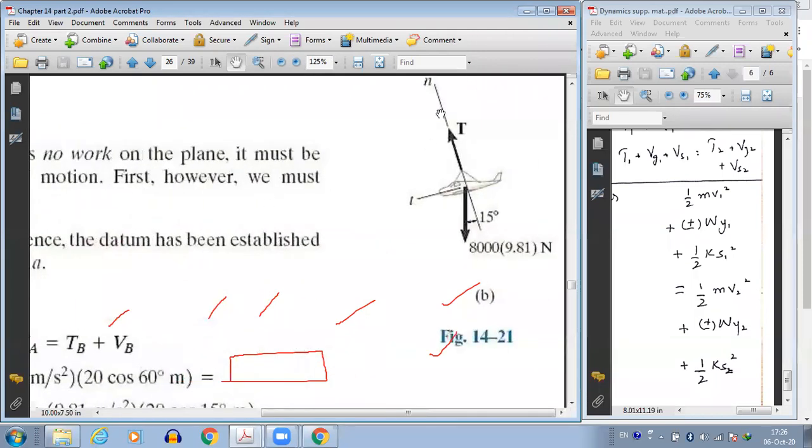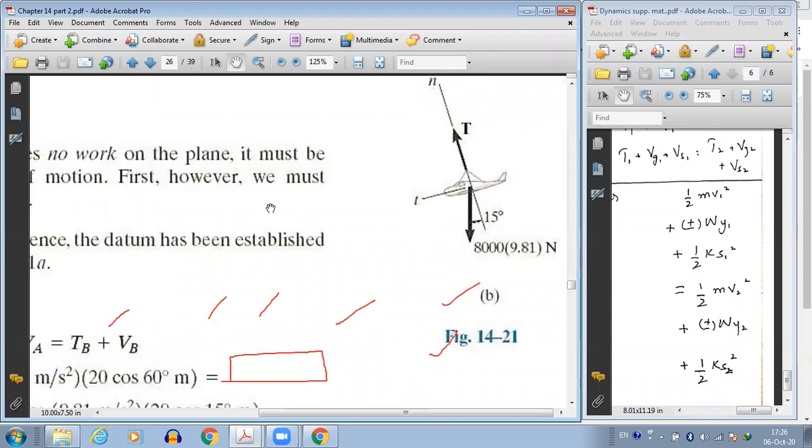Now you can see this is the normal direction. The tension in the string is in the normal direction, but the weight is acting down. It's making an angle of 15 degrees here at the point of crash. So the component of the weight in the normal direction will be opposite to the tension. So that's how it's done.